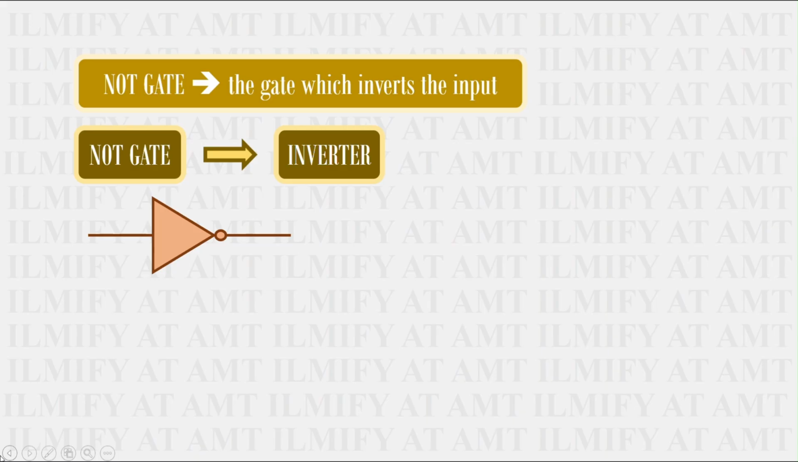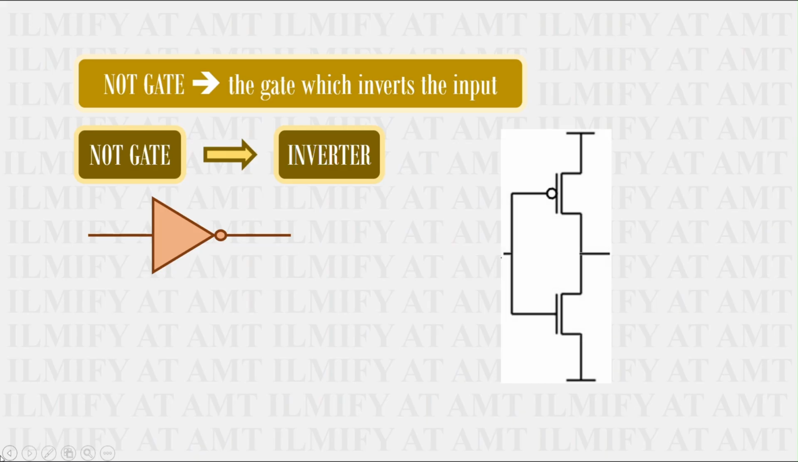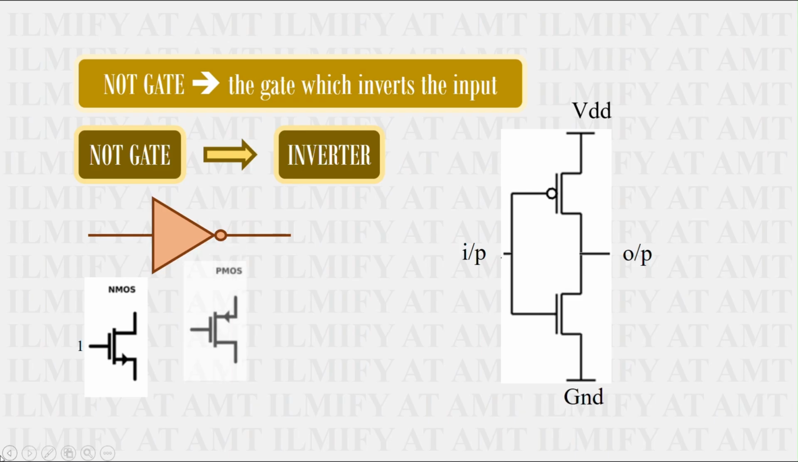Let's get inside the NOT gate. Inverter is usually made up of CMOS circuit, a combination of NMOS and PMOS. We have input, output, drain voltage VDD at PMOS, and grounding at NMOS. I hope you are familiar that NMOS turns on when gate voltage is 1, and PMOS turns on when gate voltage is 0. Remember, we use only 0 and 1 in digital electronics.